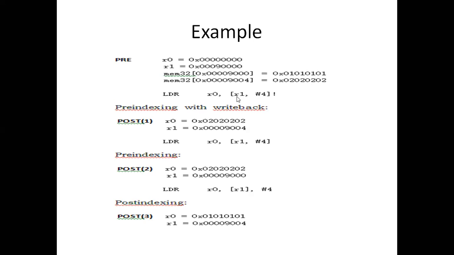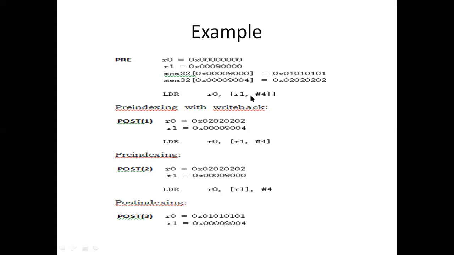Now you look at this one. LDR R0, [R1, #4]!, which is pre-index with write back. What I am doing is that R1 is 9000, and what is the value at R1? It is 1010101. And that will be stored back into R0.